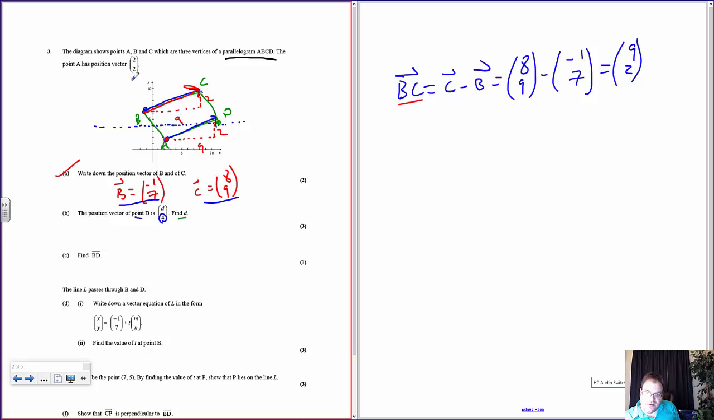But since point A is the same thing as 2, 2, then from point 2, 2, I need to go over to the right 9 and up 2. So what is 2 plus 9? Well, that's 11.